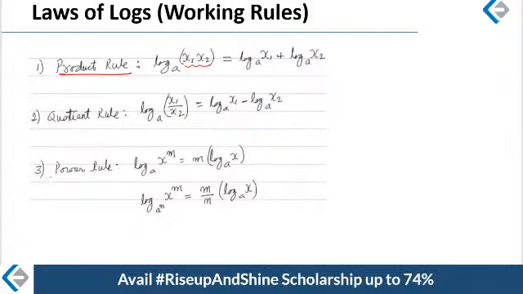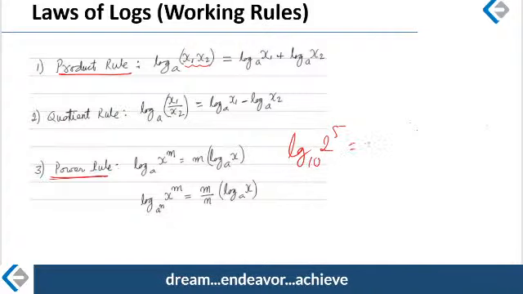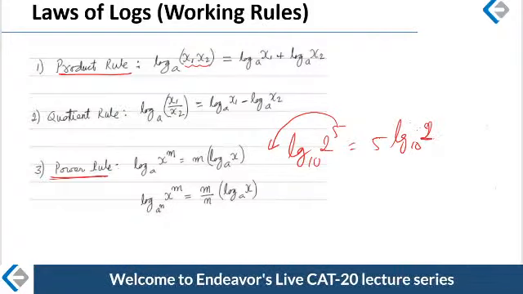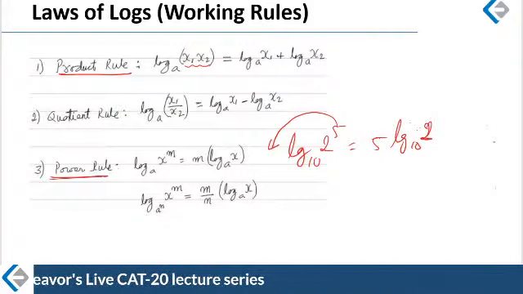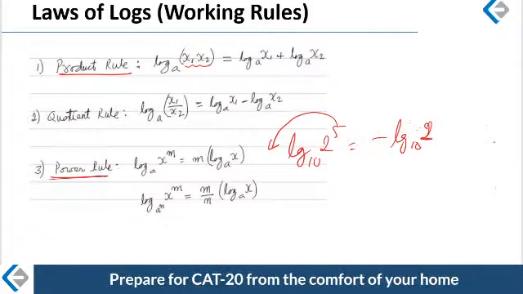Okay, power rule. What is the power rule here? If I have log of 2 raised to power 5 to the base 10, this can also be written as 5 log 2 to the base 10. This 5 can be brought forward, so it can be written as 5 times log 2 to the base 10. That's called the power rule. Can I put it back also? Yeah, you can put it back. It's flexible. Because of that particular rule, you can put that 5 wherever you like. Therefore, that's the power rule.